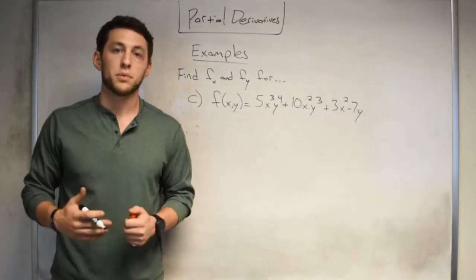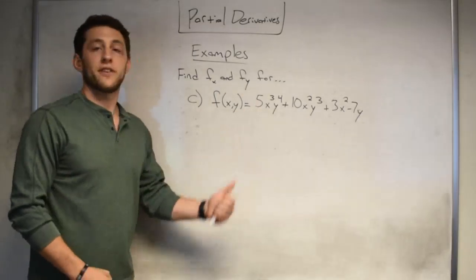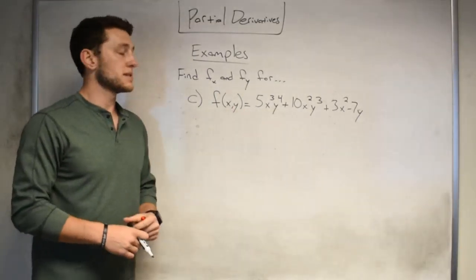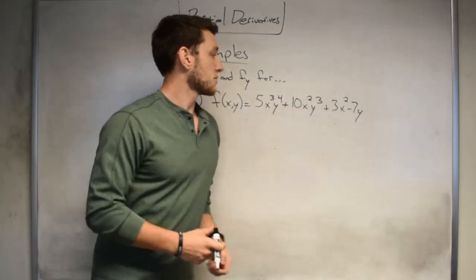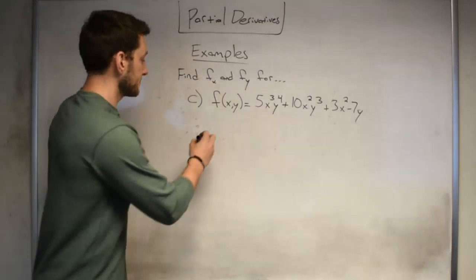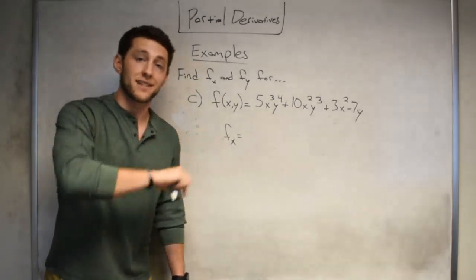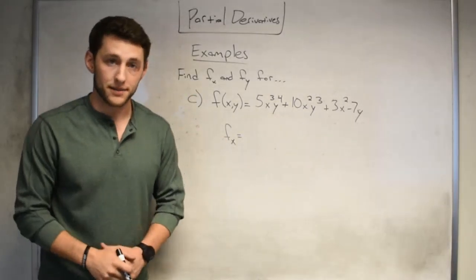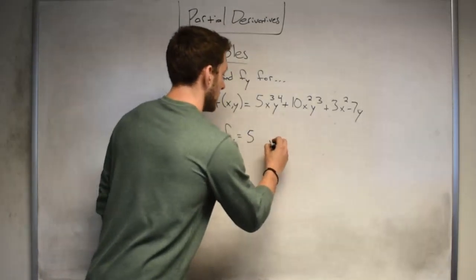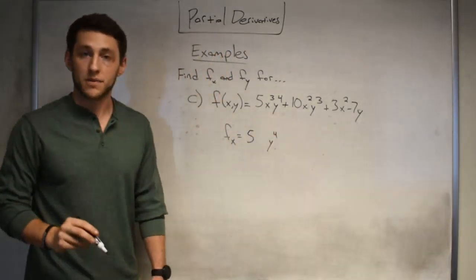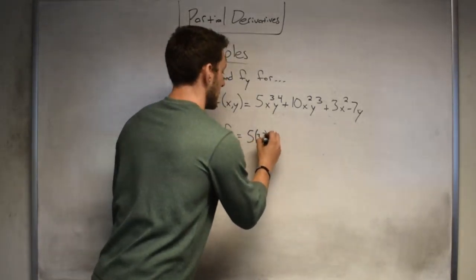To further hammer home the point of holding one variable constant while deriving the other, let's consider the function f of x comma y equals 5x cubed times y to the 4th plus 10x squared times y cubed plus 3x squared minus 7y. When finding f sub x, derive the x variable while holding y constant. So while I approach a term like this, I copy down the non-x terms, and then I derive the x term, giving me 3x squared.